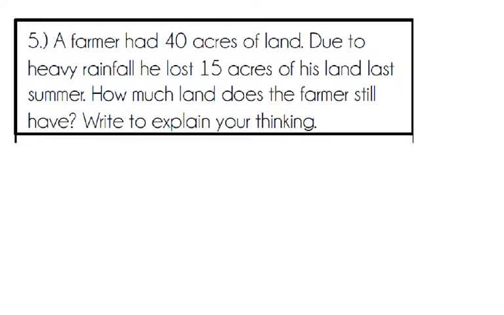Here's one. It says a farmer had 40 acres of land. Due to heavy rains, he lost 15 acres of his land last summer. How much land does the farmer still have? So this is one that I think you can do on your own, and think about what the key words here are to indicate positive or negative.